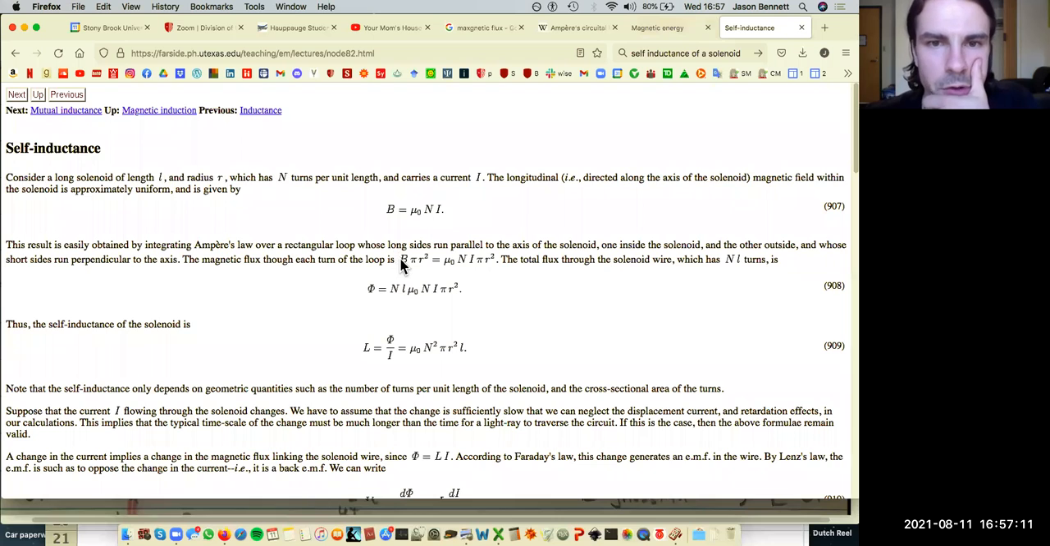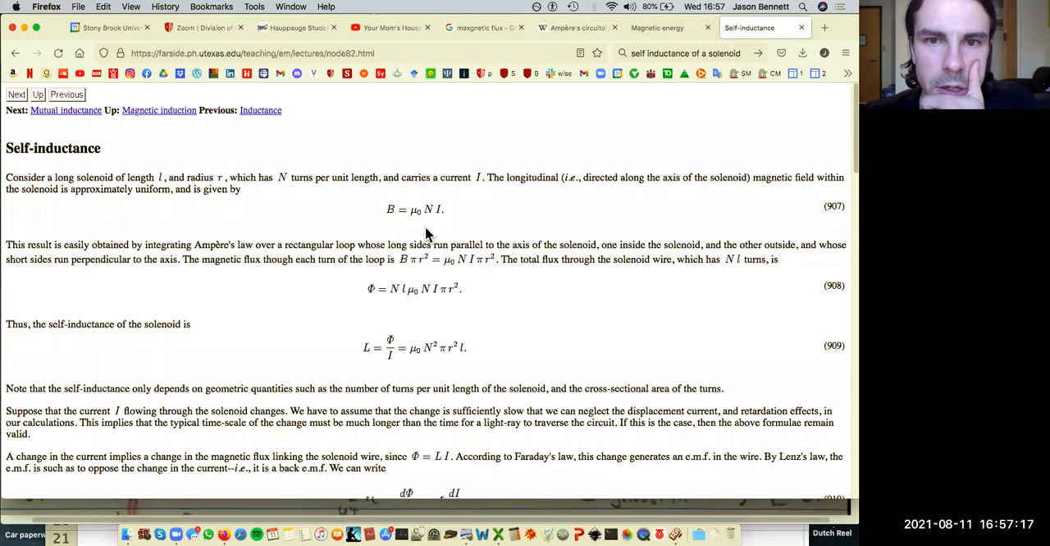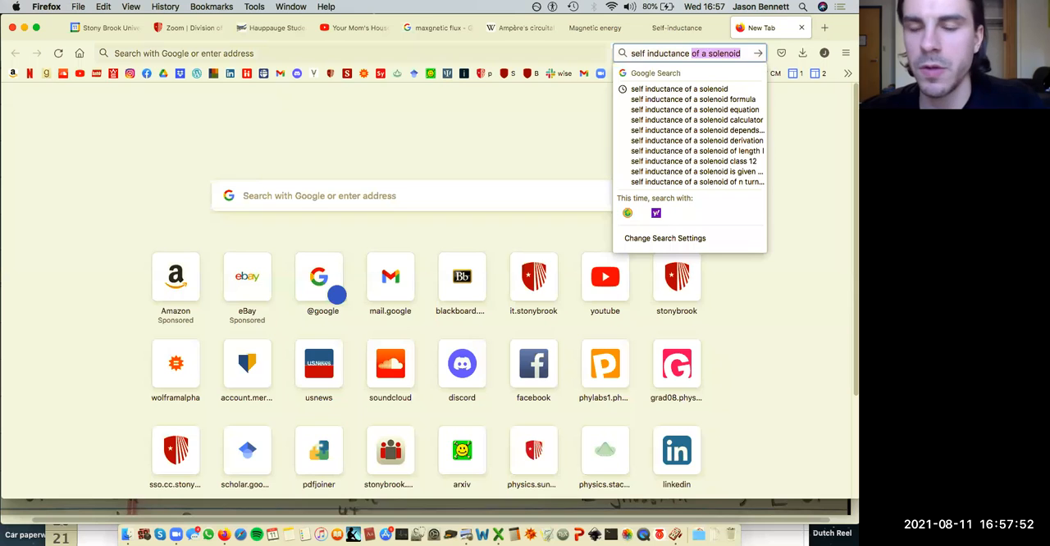Okay, so the flux is B A, and then he's plugging in B here. The total flux, okay, so that's just one loop. And then the flux through all of the loops is this. And then the self-inductance. What does that represent? I forget what that is physically.